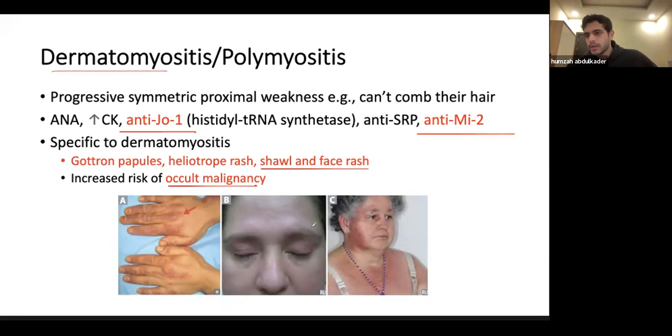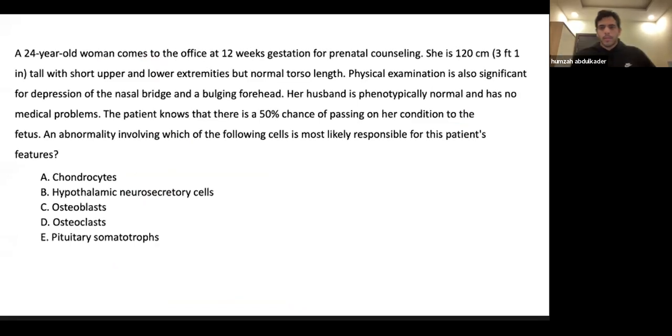Is this concept clear? Non-Hodgkin lymphoma, lung cancer, stomach cancer, colorectal cancer as well. Perfect. Okay, great. This is the last question.